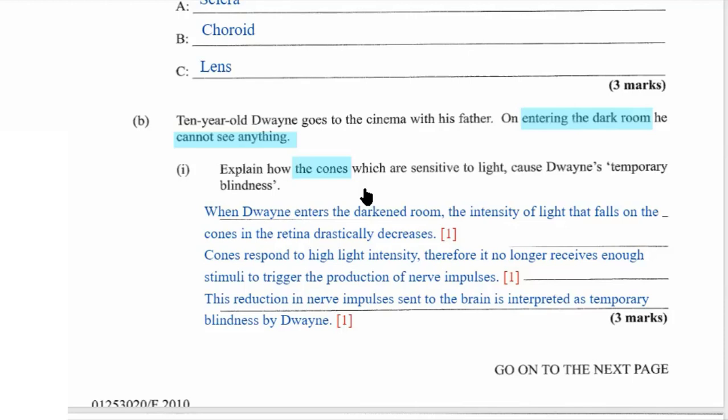Three marks. One, you talk about the change in light intensity. Two, you make reference to the fact that the cones respond to high light intensity, and what does that mean if it's no longer getting high light intensity? And then, of course, what is the consequence of that? To make the connection to him being temporarily blind. So let's go on to the next part of this question.